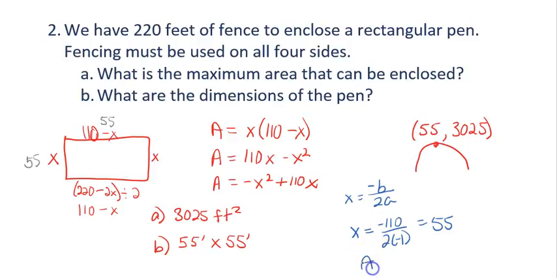And then you could get the area from plugging that back into the equation that we found here. So negative 55 squared plus 110 times 55, and that will give you that 3025 that we found using our calculator.